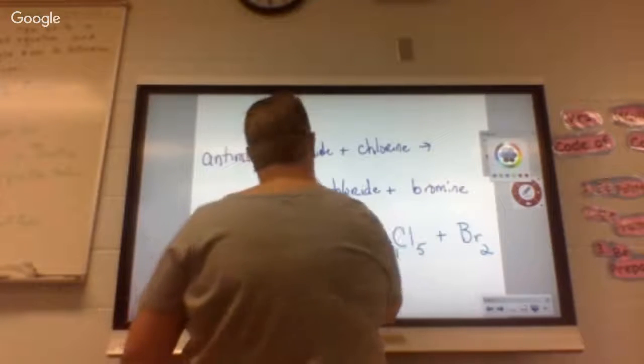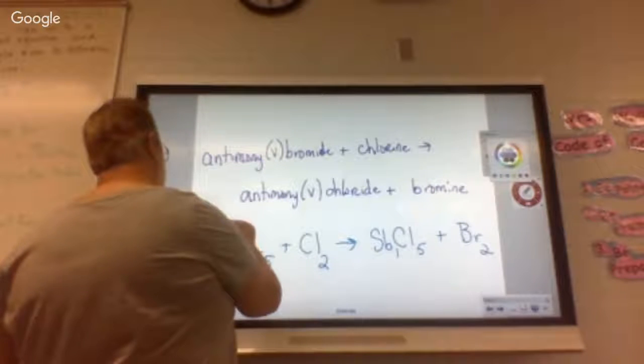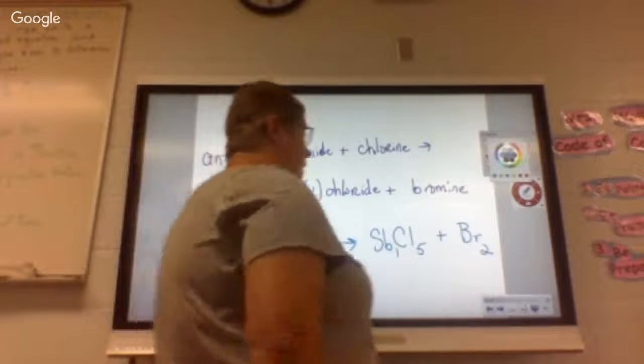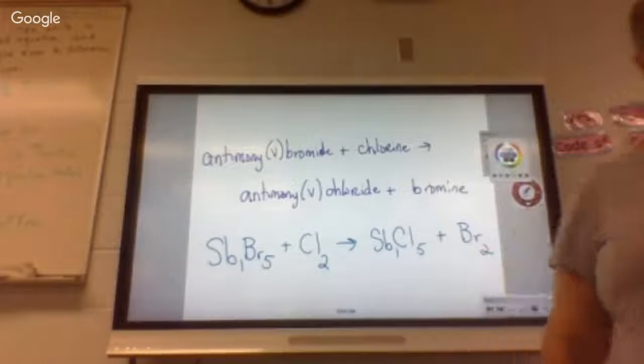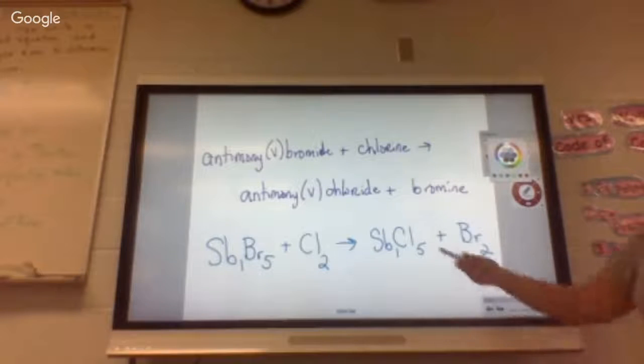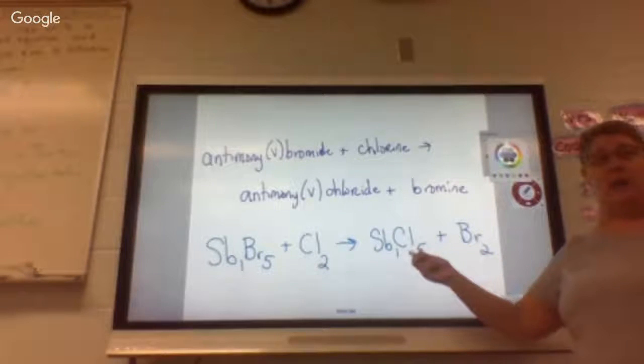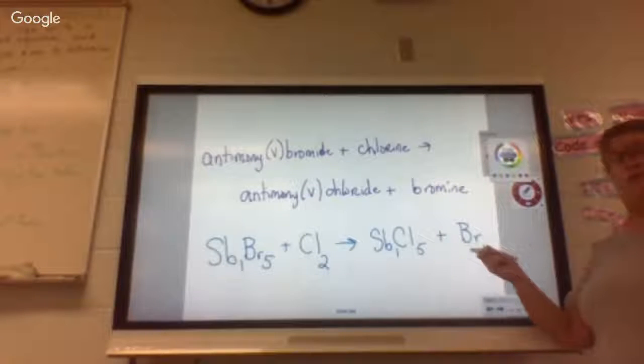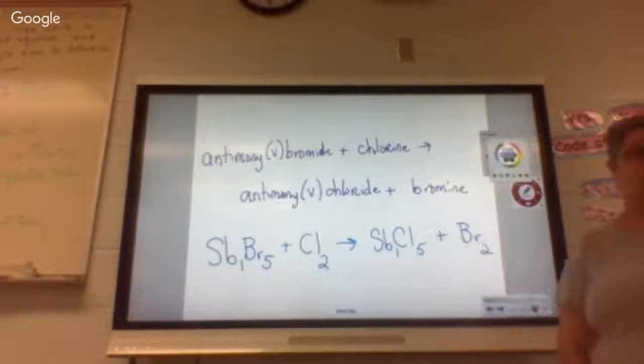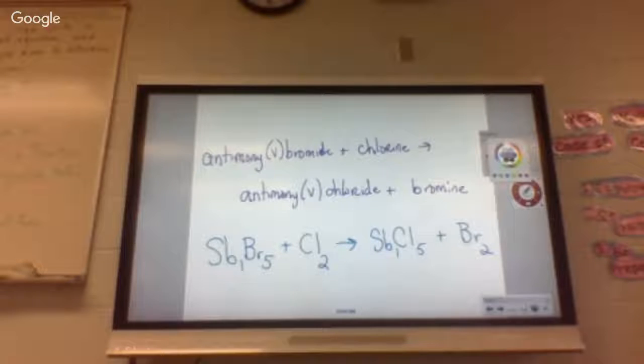So wait, is this a compound? If it's a compound, we don't put a 2 on it. Okay? We don't slap a 2 on chlorine because it's in a compound. We only put a 2 on it if it's one of the 7 and it's an element by itself.